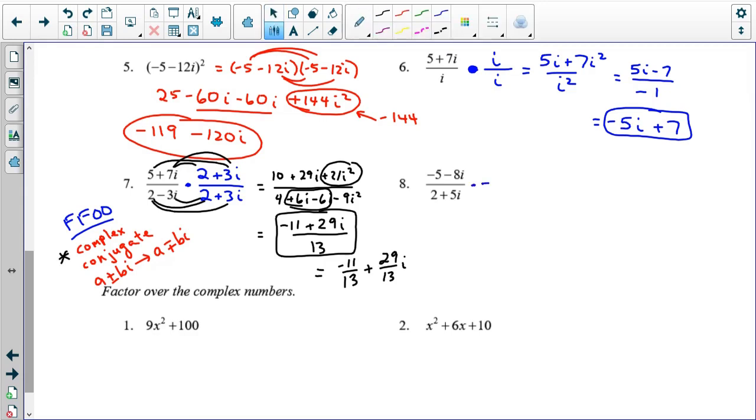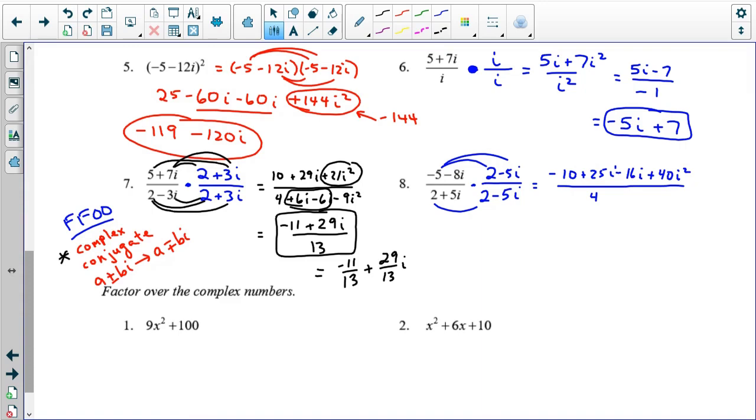I'm going to multiply by the complex conjugate. That's 2 minus 5i. Remember, all I have to do is change the sign of the imaginary part in the denominator. So now I'm going to multiply the top part out. That's negative 10 plus 25i minus 16i plus 40i squared all over 4 minus 10i plus 10i. So I don't even really need to write it because I know that it should cancel out.